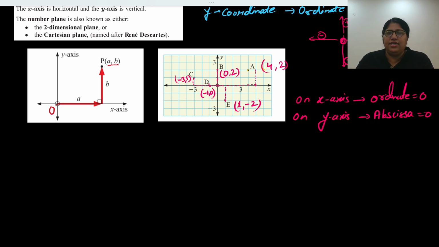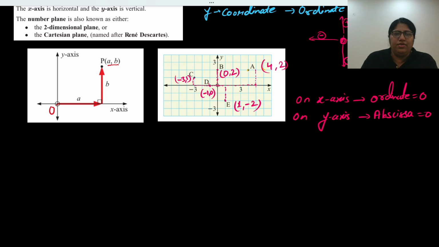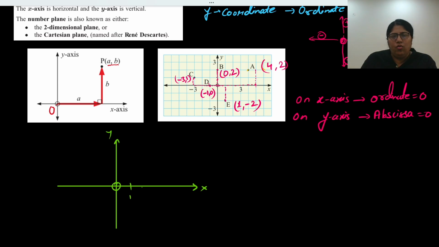Now let's take any two points with the axes. This is the x-axis and this is the y-axis. If I write down here, this is the origin 0, then 1, 2, 3, 4, and here minus 1, minus 2, and similarly on the y-axis 1 unit, 2 units, and negative 1, negative 2.